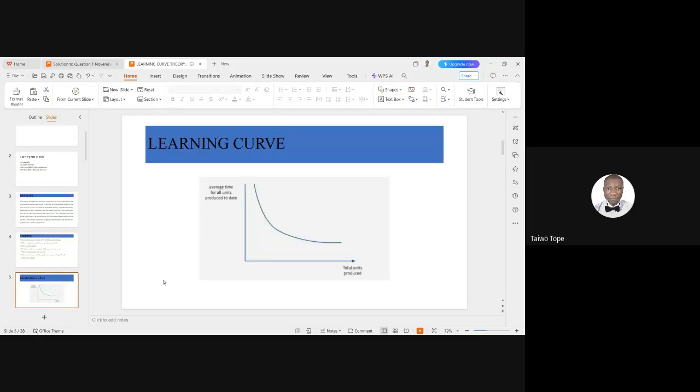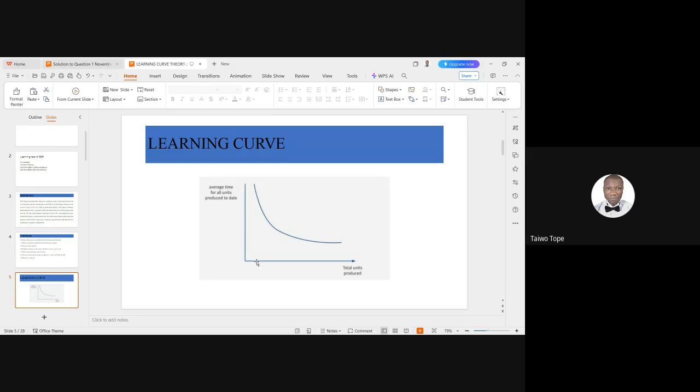So a learning curve can be represented as seen above. When you start a particular task, the first time you start at this point of origin now, let's say we have one here. The first time you commence a task, you can see the average time will be very high. The time will be very high here.